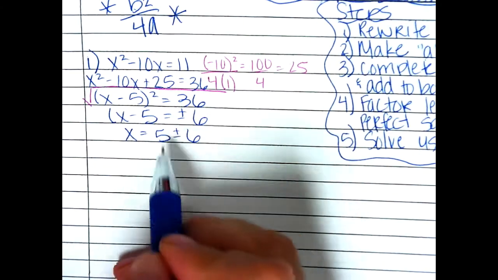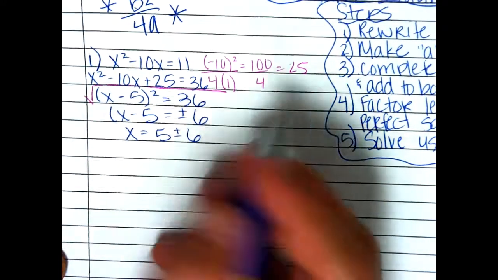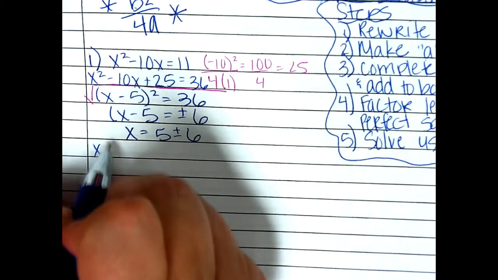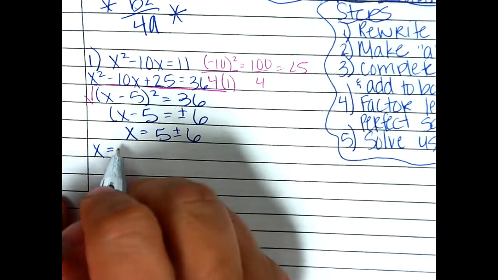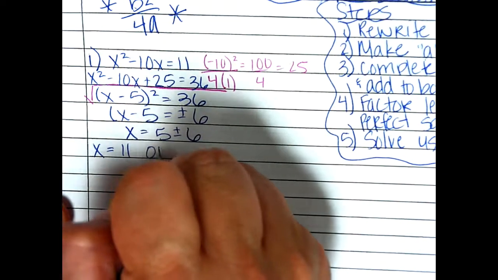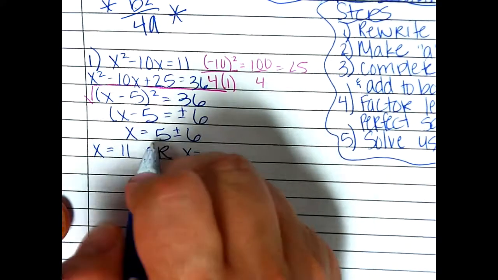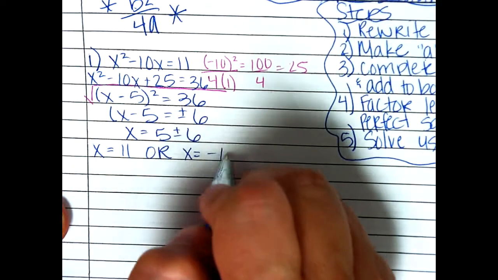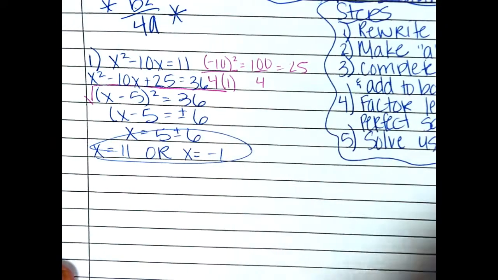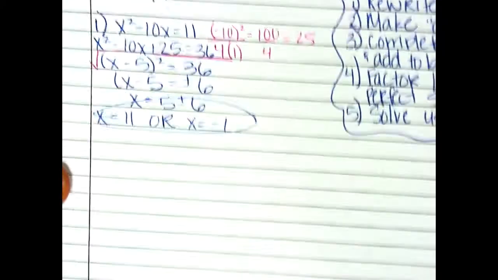Again, when it's something that we can simplify, we always do. So x equals 5 plus 6 is 11. Or x equals 5 minus 6 is negative 1. Okay, so just a small added step, not a big deal.